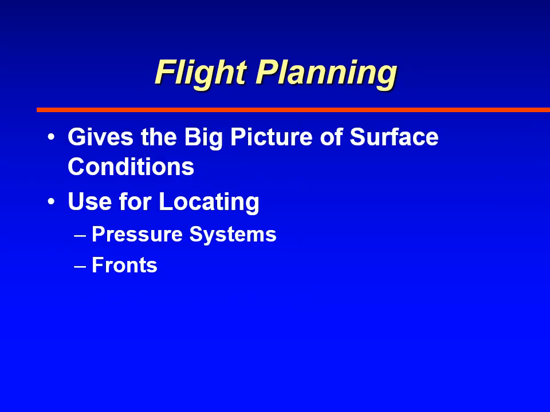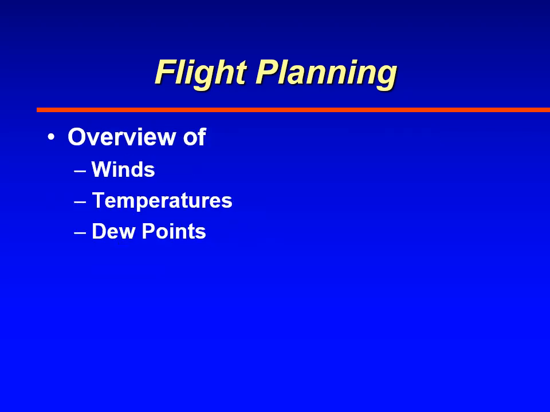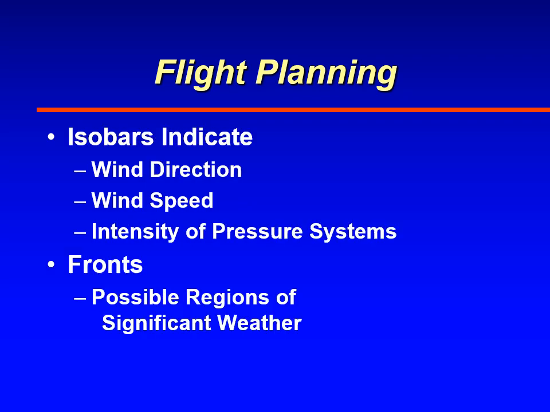So using the surface analysis chart gives you a big picture. I mean, you're looking from coast to coast, north to south, seeing what's going on. You can use it to look for pressure systems, figure out where there's a low or high, and then also the location of fronts. And you can use the chart with the isobars to figure out where the winds are, which way they're going. And then also you can read right off the chart the temperatures and dew points for areas of moisture.